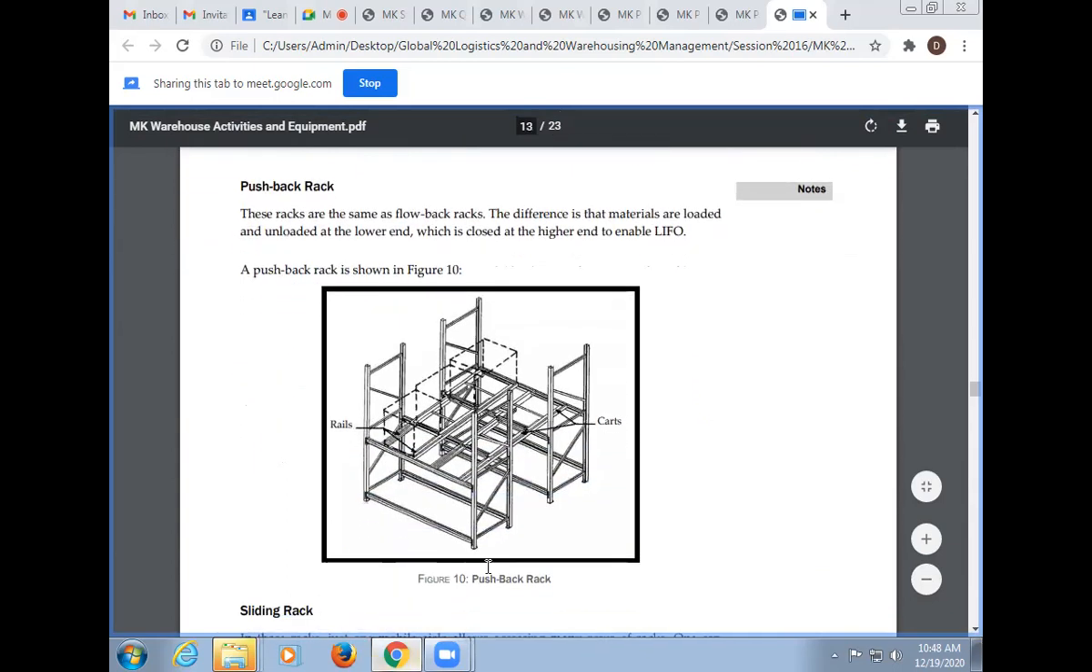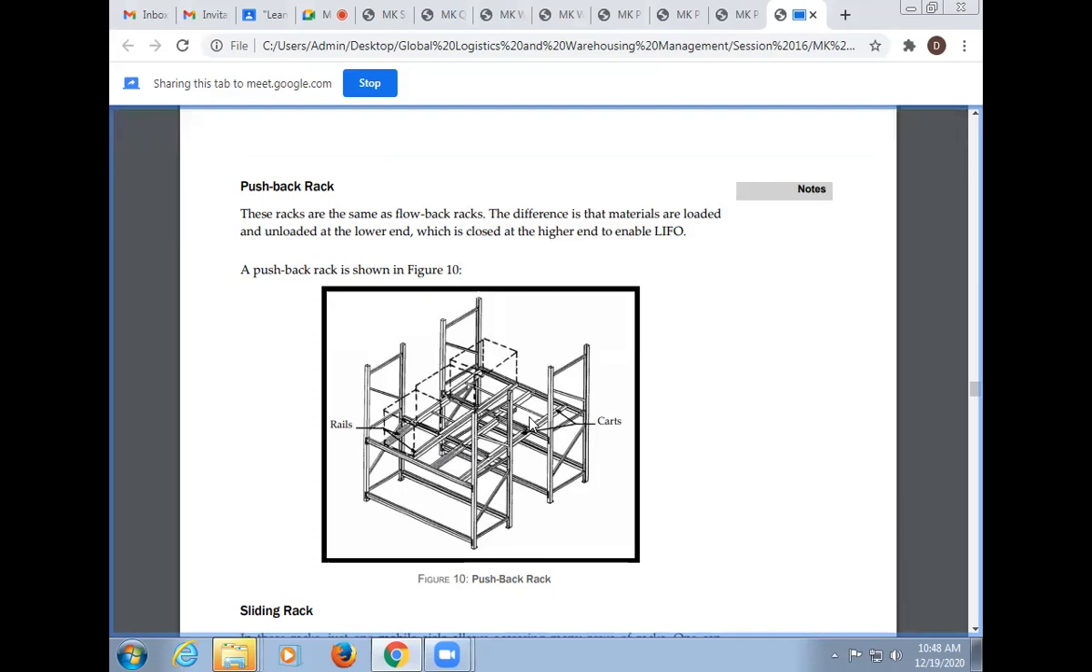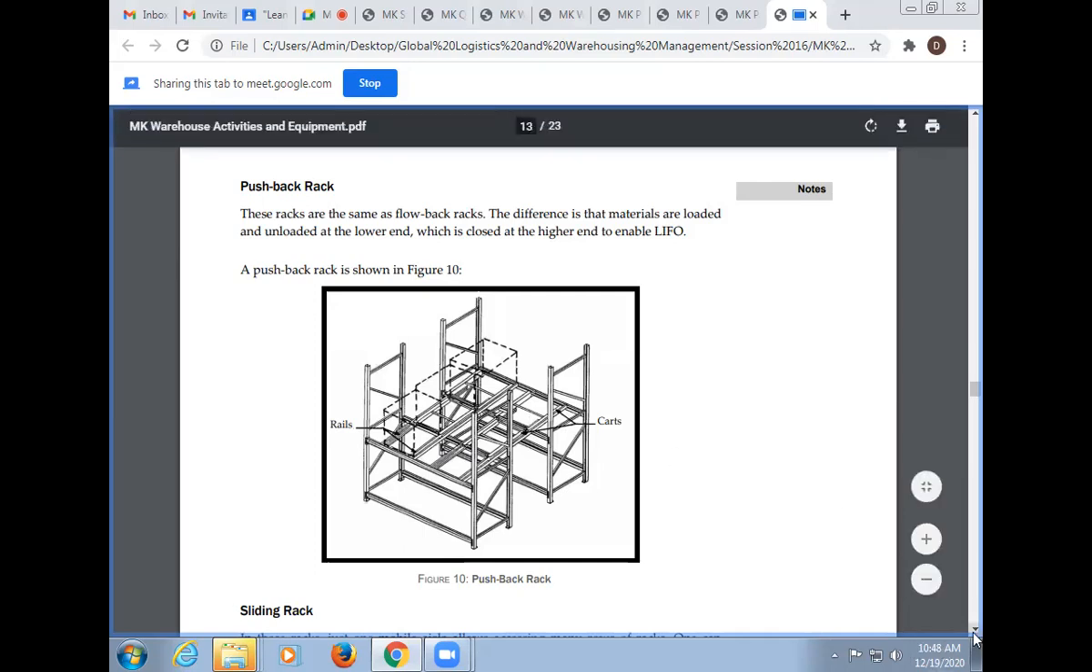Push-back rack. This is the figure: the rails are here and carts are here. These racks are similar to the flow racks. The difference is that materials are loaded and unloaded at the lower end, which is closed at the higher end to enable the LIFO, last in first out method. A push-back rack is shown in figure 10.